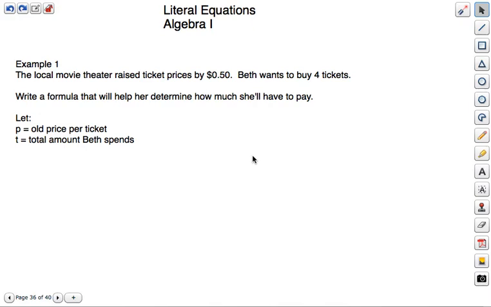Let's look at a few examples from the literal equations lesson in Algebra 1. So what we're going to do is look at how to write formulas and set up equations.